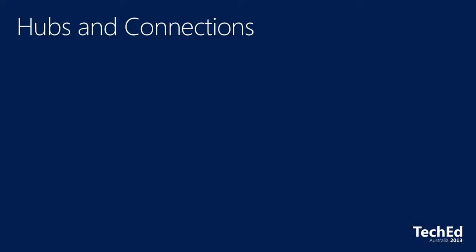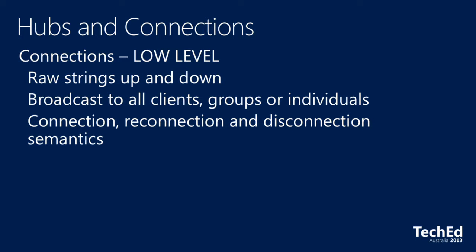So hubs and connections. These are the bread and butter of your SignalR apps. At the low level, there are connections. Connections are basically, I send strings up and down, and you have to deal with those strings. It doesn't provide anything nicer around that. It allows you, though, to broadcast to all clients, groups or individuals.